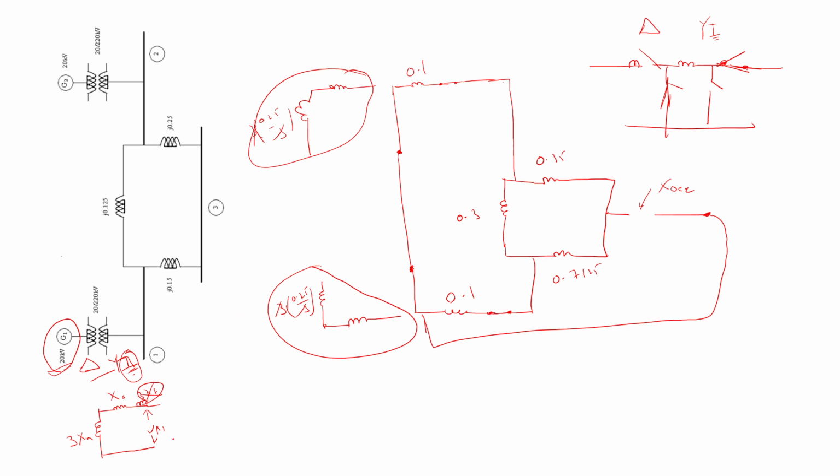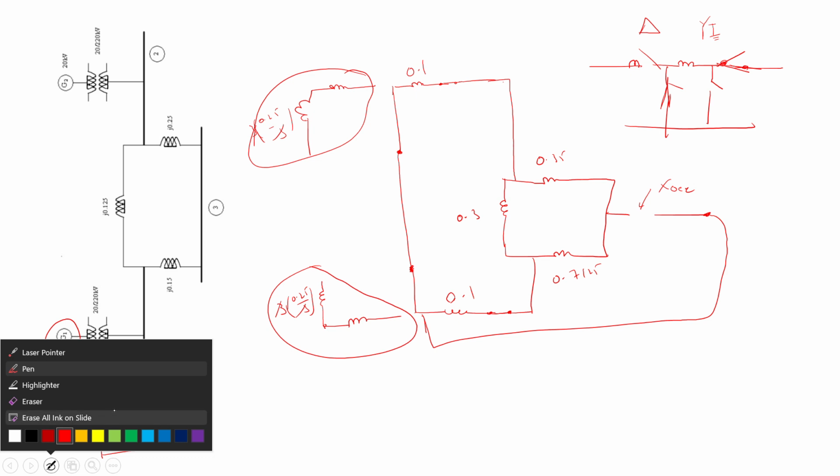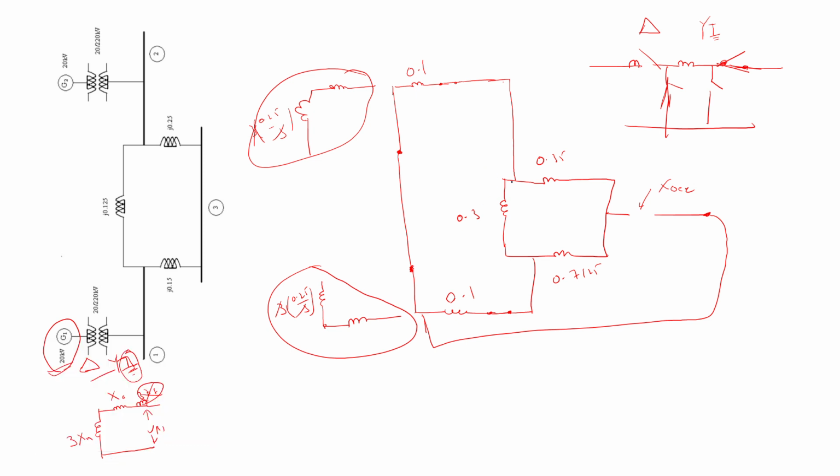What we need to do again, you can convert, same story, this delta into star, and this is star function. So finally this is star, this is star connection, again transformer, star connection impedance.